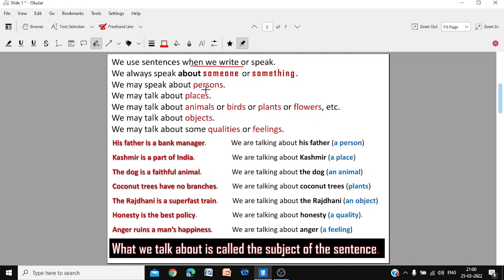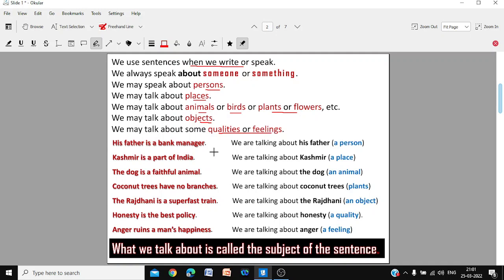You may talk about persons, like your friend or your parents. You may talk about places, the places you have visited, or some country, or some hillside or a village. You may talk about animals, for instance, your pet dog. You may talk about some birds, or plants, or flowers, or your garden. You may talk about some objects: trains, buses, aeroplanes. You may talk about some qualities or feelings: happiness, sorrow, fear. But you must speak about someone or something.